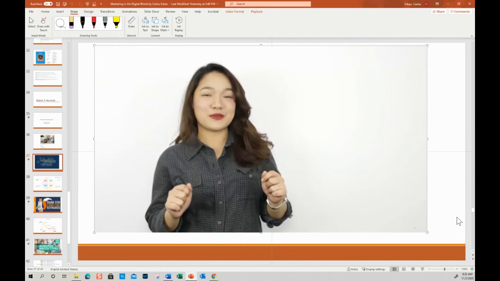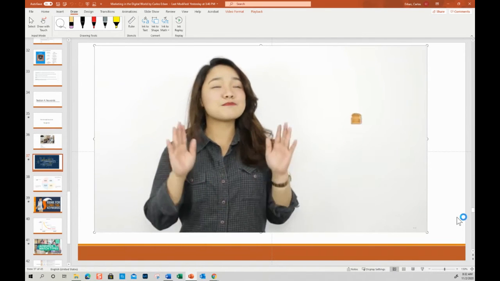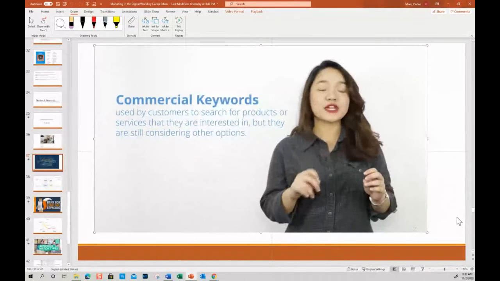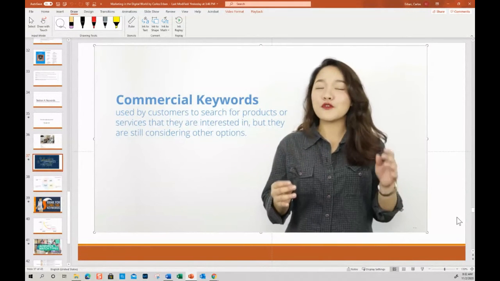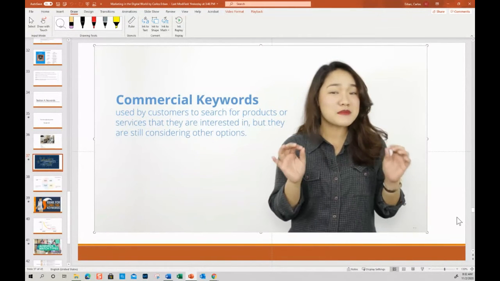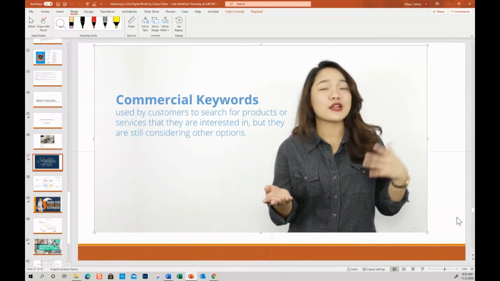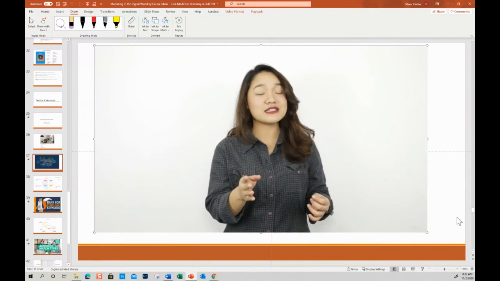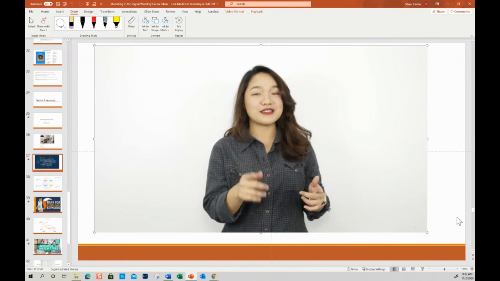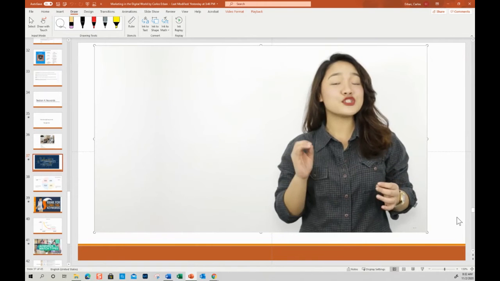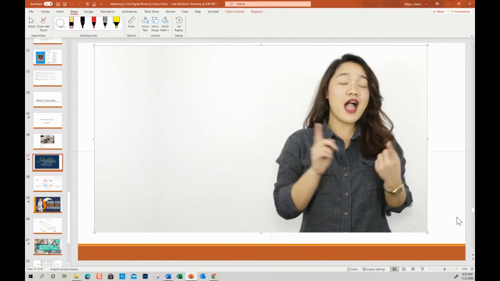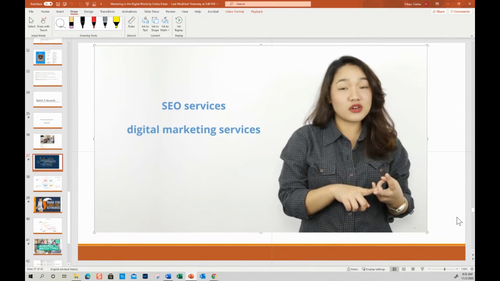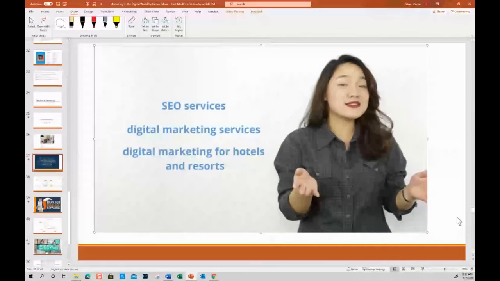Now let's talk about commercial keywords. Commercial keywords are basically the bread and butter when it comes to SEO. This type of keyword is what customers use when they're looking for a specific product or service that they're interested in, but are still shopping or looking around. Now, this type of keyword is very essential to the business because it could bring traffic to the website. Commercial keywords are typically niche-based. An example would be SEO services, digital marketing services, or digital marketing for hotels and resorts.